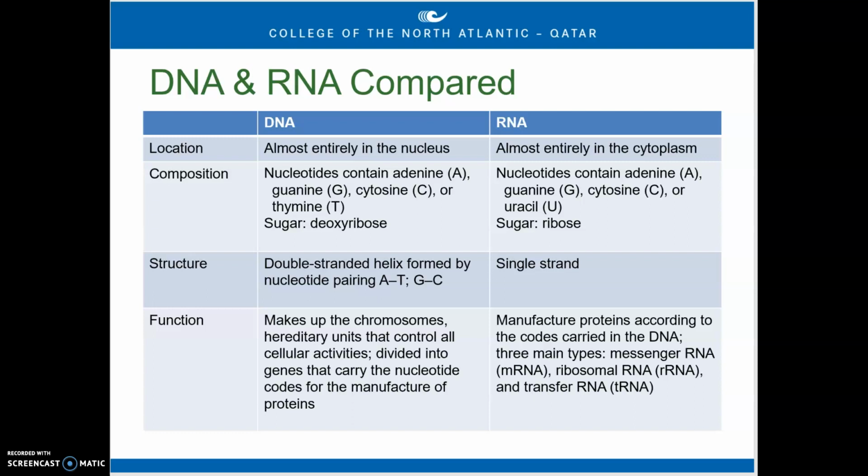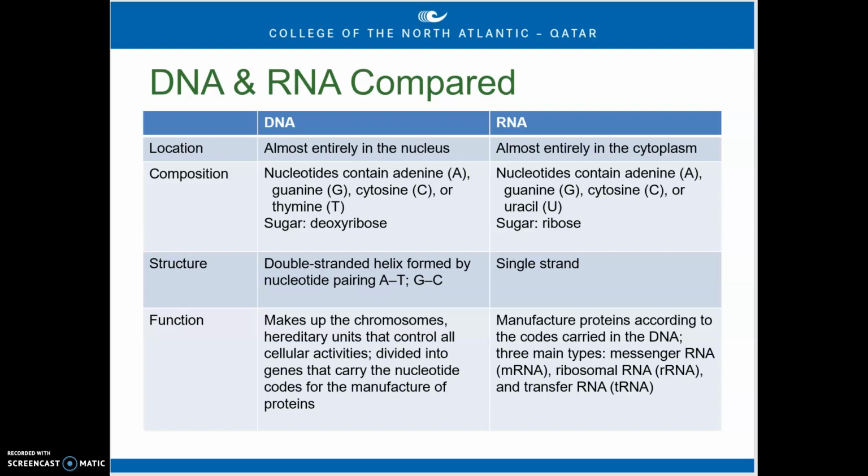Okay, so let's compare DNA and RNA. These are the two types of nucleic acid that are involved in protein synthesis. DNA, first of all, is found just about completely inside the nucleus. You don't find DNA outside of the nucleus. Now RNA, on the other hand, is only in the nucleus for very brief periods of time, so you almost always find it in the cytoplasm.